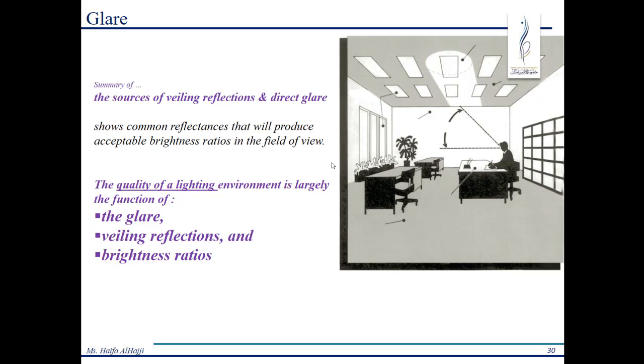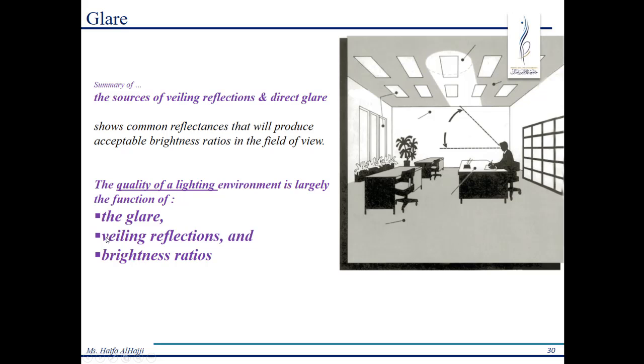Okay, so in general, if you want to design to avoid glare, there are a couple of things you need to take into consideration. Not only glare, to design for quality lighting, you need to design for glare, veiling reflections and brightness ratios. So to design for glare, the first thing you need to do, make sure there is no source of lighting within the 45 degree angle of field of view.